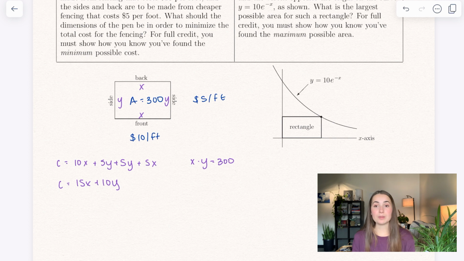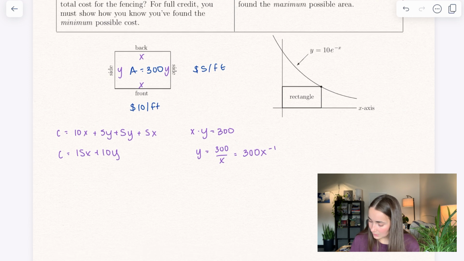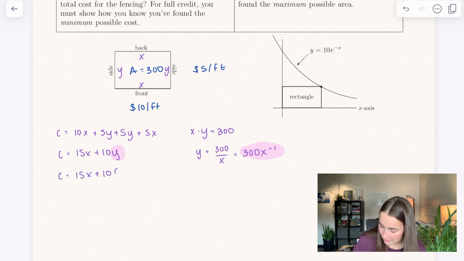So since we're trying to optimize the cost, I want to go ahead and make sure this is all one variable. Right now we have two variables, x and y. We know that we don't want to do implicit differentiation. I know how people feel about that. So let's go ahead and just solve for y in this case. So y is equal to 300 divided by x, or if you wanted, you could rewrite that as 300 times x to the power of negative 1. So let's go ahead and replace this y with what we just found it was equal to. So in our cost function, we get 15x plus 10 times 300x to the negative 1. Here we can simplify this one time if we'd like, and we get plus 3000x to the negative 1.